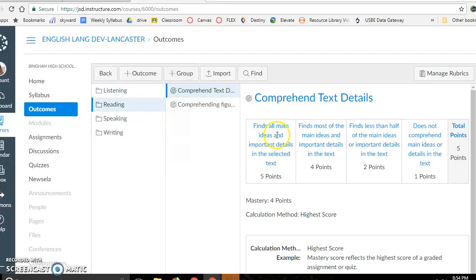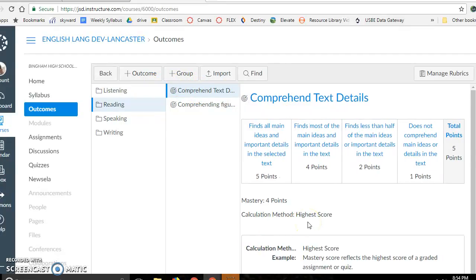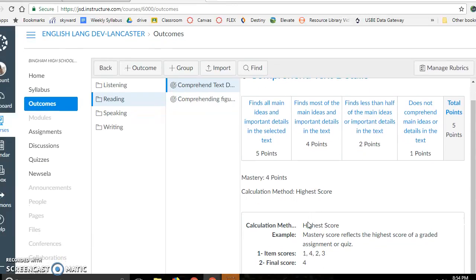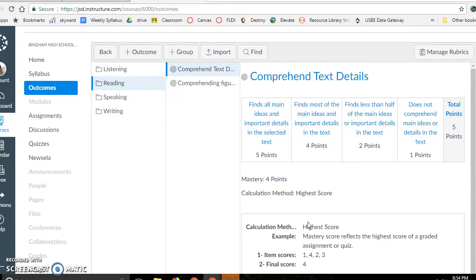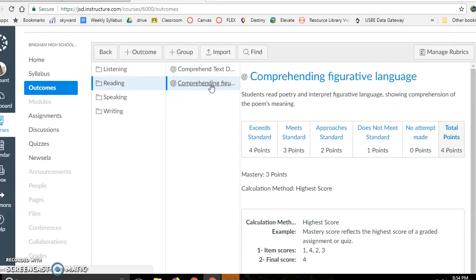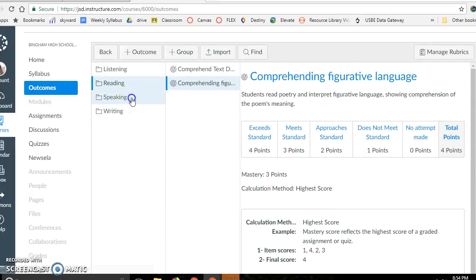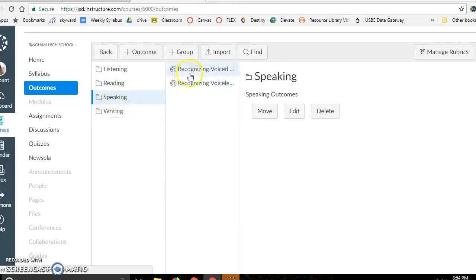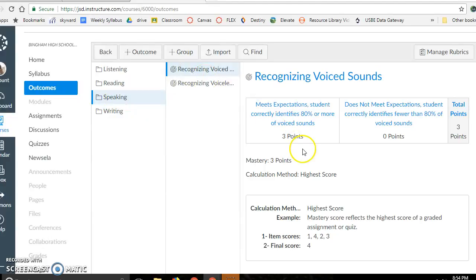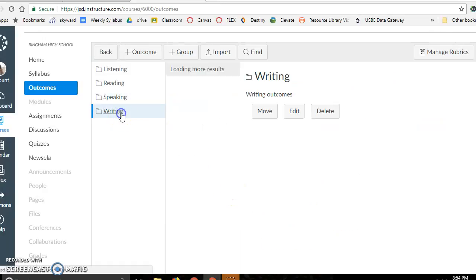But comprehending text details, here's one outcome, and I have them on a 5-point scale. And then here's comprehending figurative language. We are doing a poetry unit right now. And speaking, we have recognizing voiced sounds and then voiceless sounds. It's one of the first standards of the English language development class. And then some writing outcomes, I would include those as well.